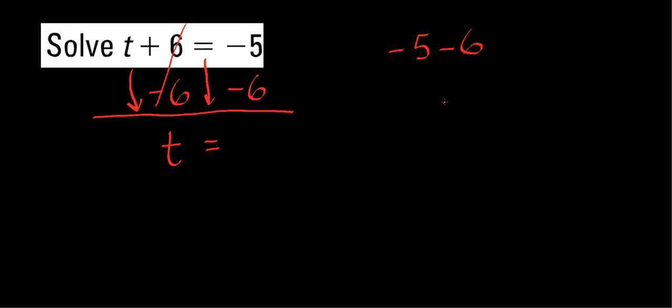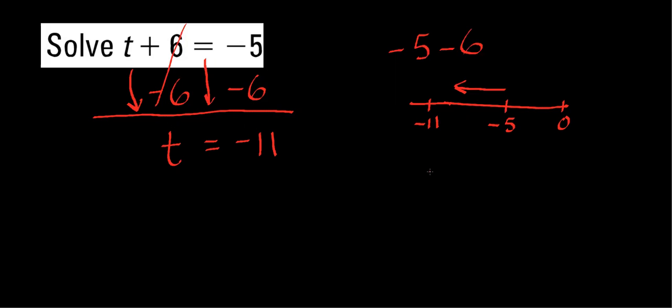So if I start at negative 5 on my number line, notice, I'm 5 to the left of 0 right there. Subtracting 6 is going to move me 6 to the left. 6 jumps to the left. Well, negative 5 take away 6 is going to put me at negative 11 on my number line. So this is t equals negative 11.